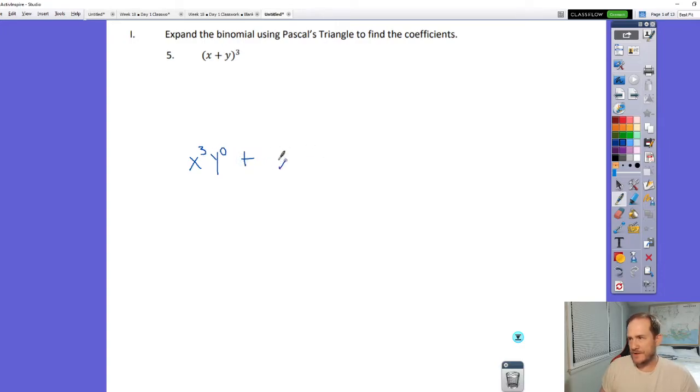The next term would be x squared y to the 1. The next term would be x y squared. And the last term would be technically x to the 0 y cubed. I know x starts at the power of the binomial, and the x goes down by 1. And the y starts at 0 and goes up by 1. So these are all the right terms. Now I just need the right coefficients.